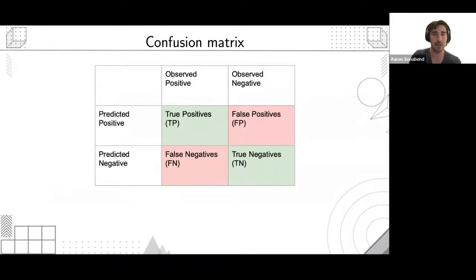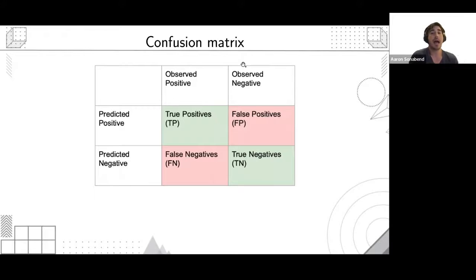So what we're going to do here is, on the columns, take a look at the actual truth. Okay, so the ground truth, the data. So observed positive, let's stick with the COVID example, is everyone that does have COVID, who will be in column 1. And then observed negative is everyone that doesn't have COVID, which will be in column 2. Okay. And then we have our model.